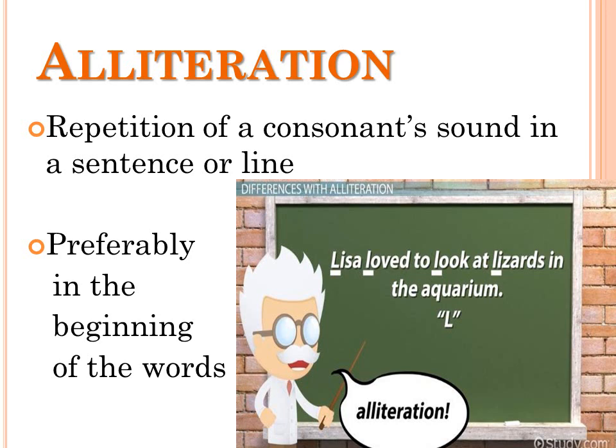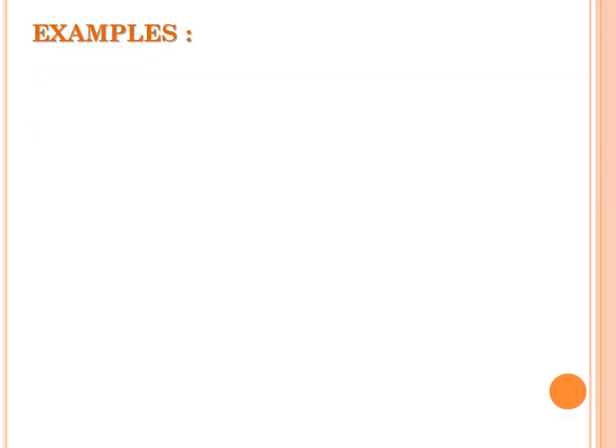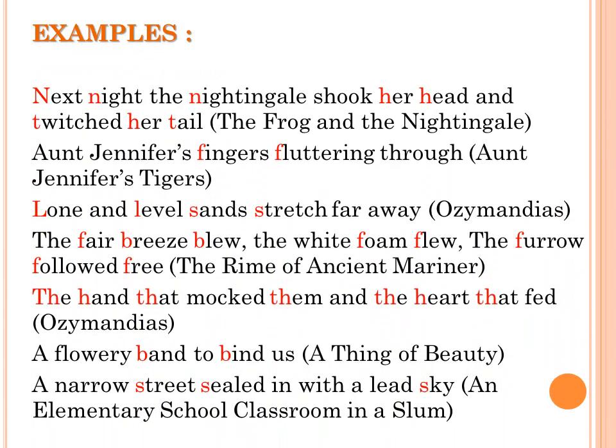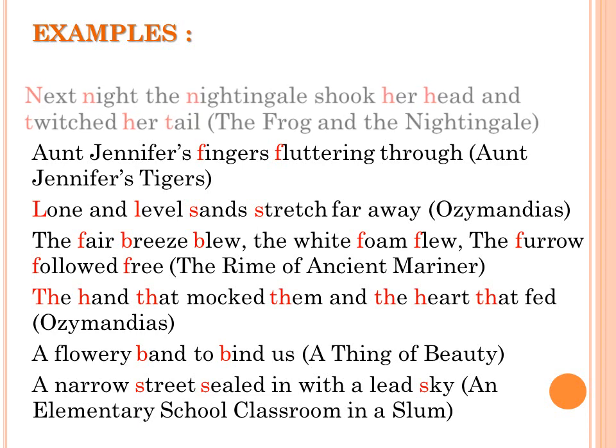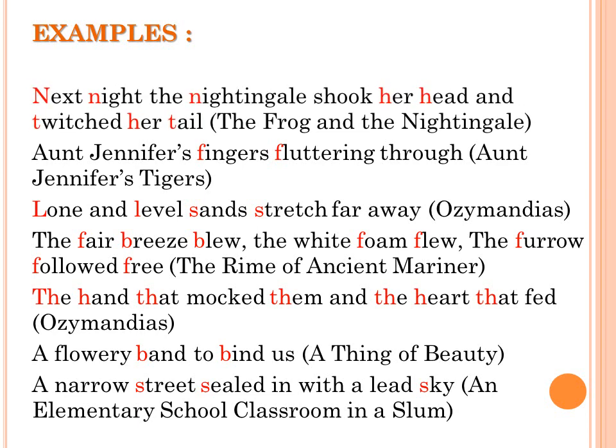And this repetition is done in the beginning of the words. For example, Lisa loved to look at lizards in the aquarium. In this sentence, the letter L sound is repeated. Let's see the examples. Next night, the nightingale shook her head and twitched her tail. How beautiful and musical it looks with the repetition of sounds N, H, and T.